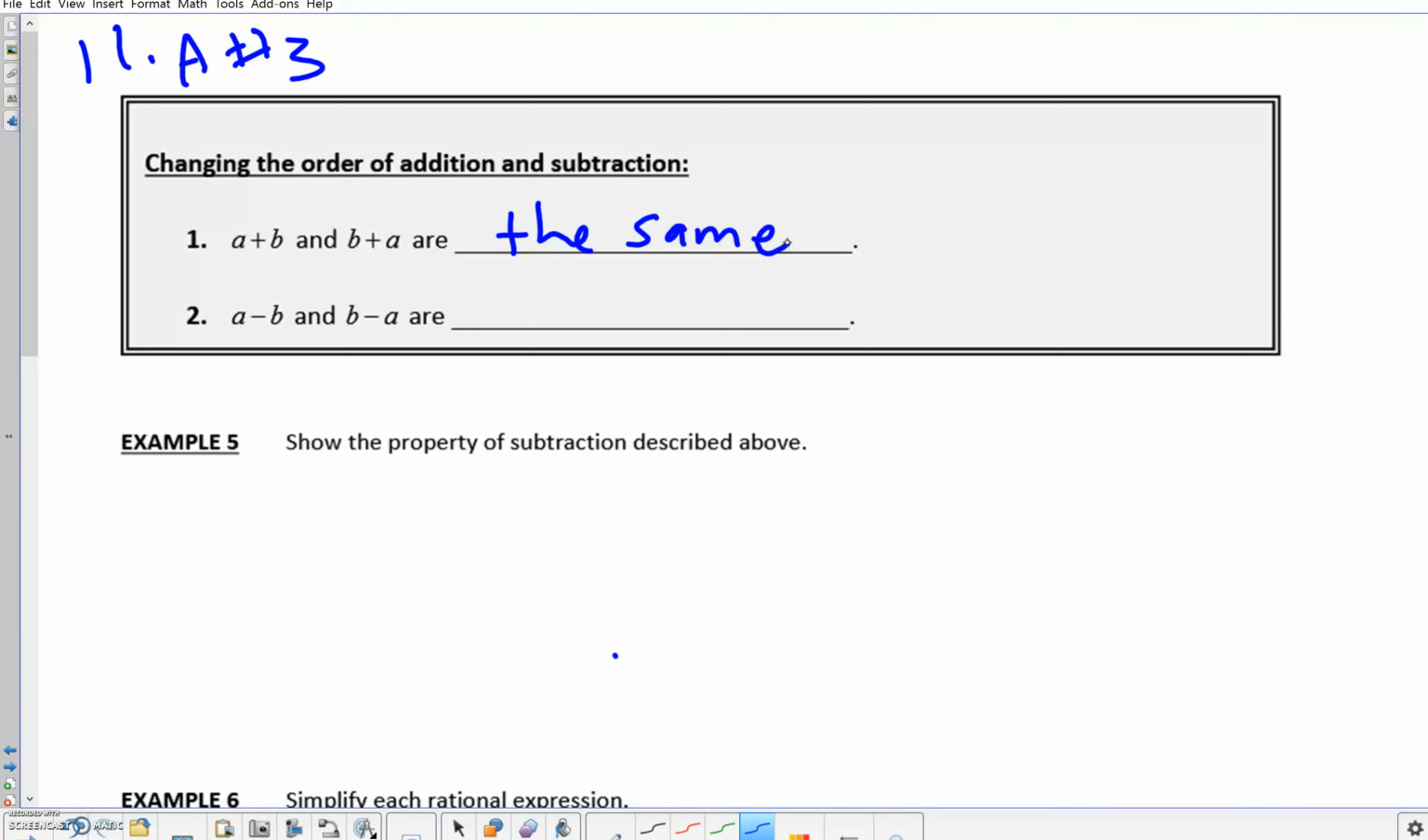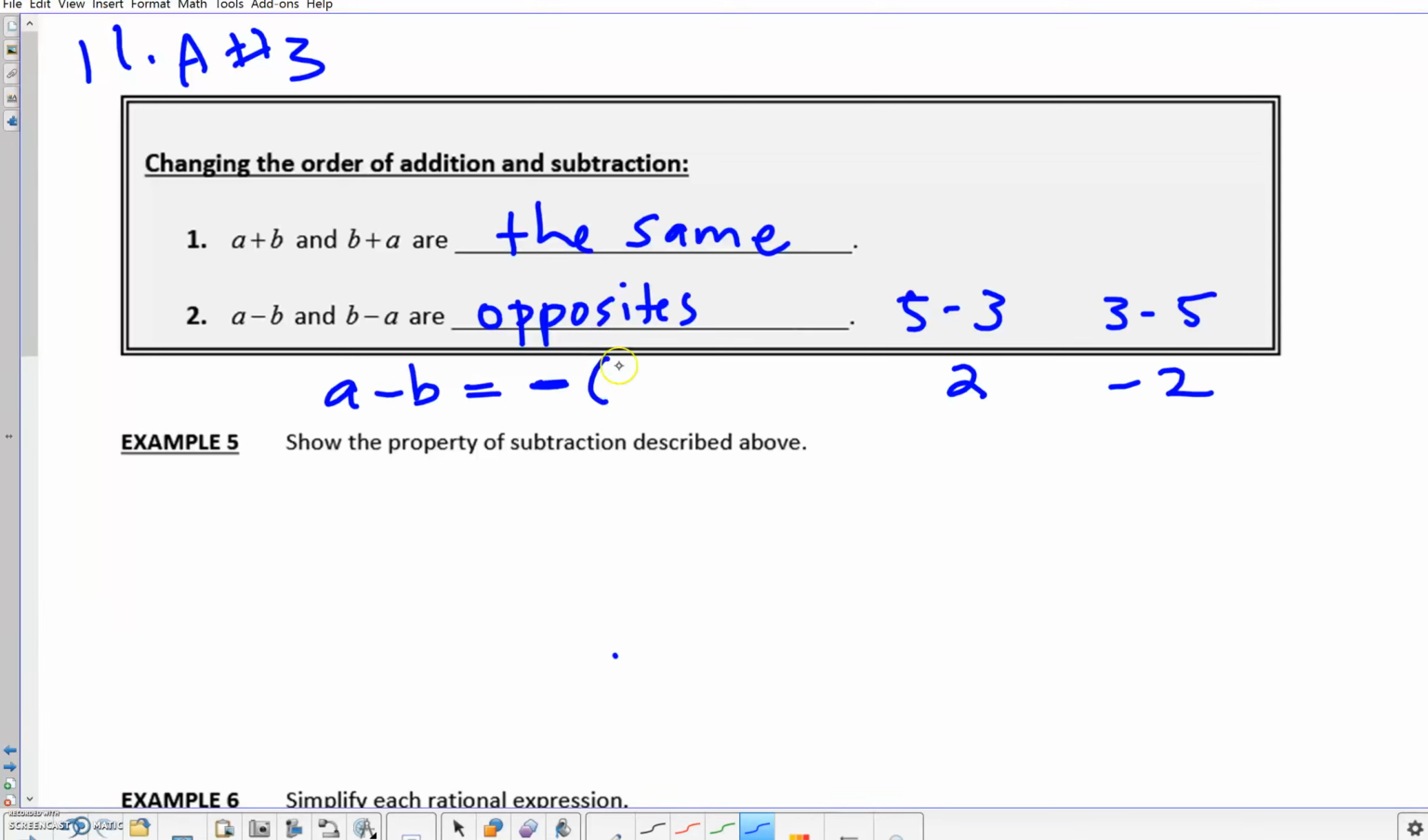However, A minus B and B minus A are opposites. So if I have 5 minus 3 and 3 minus 5, 5 minus 3 is 2, and 3 minus 5 is negative 2. So we say that A minus B is equal to the negative of B minus A, and we can substitute one for the other. So, example 5, show the property of subtraction described above.